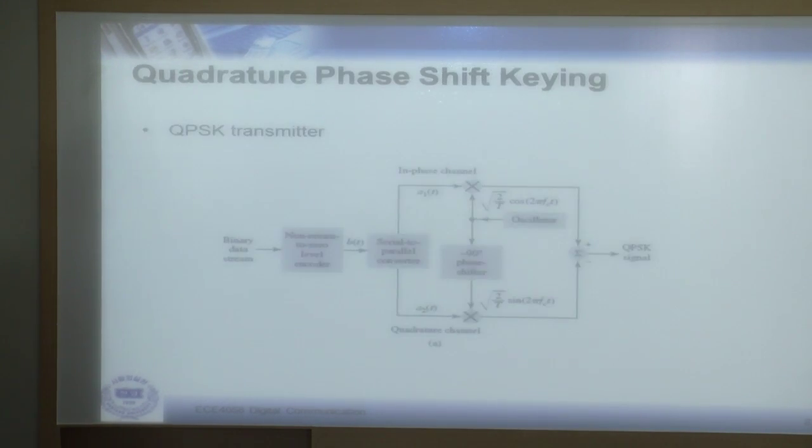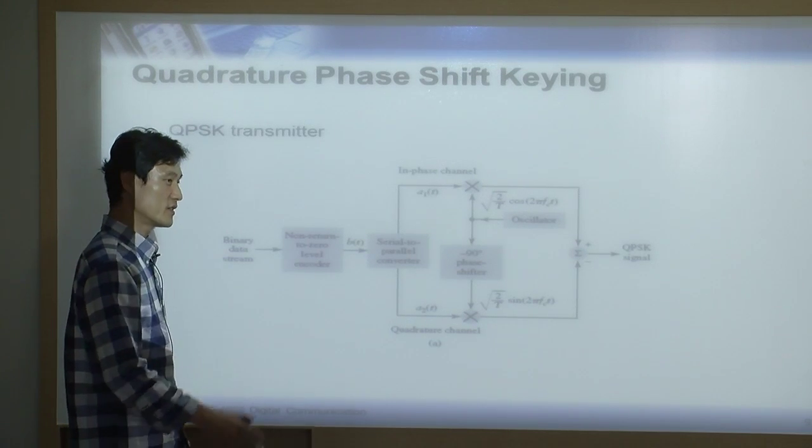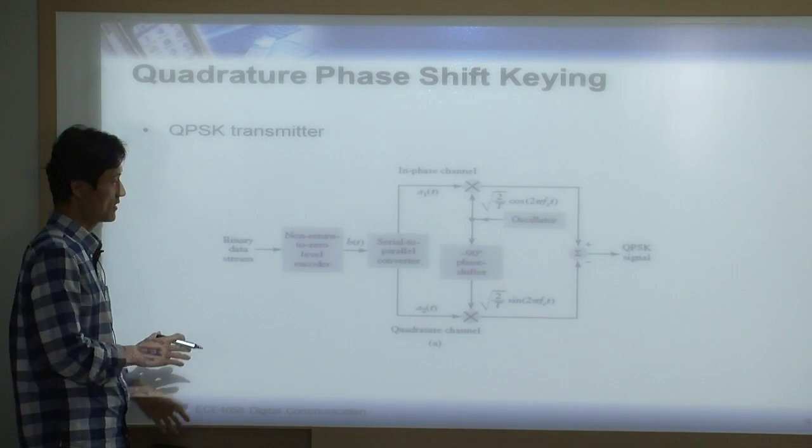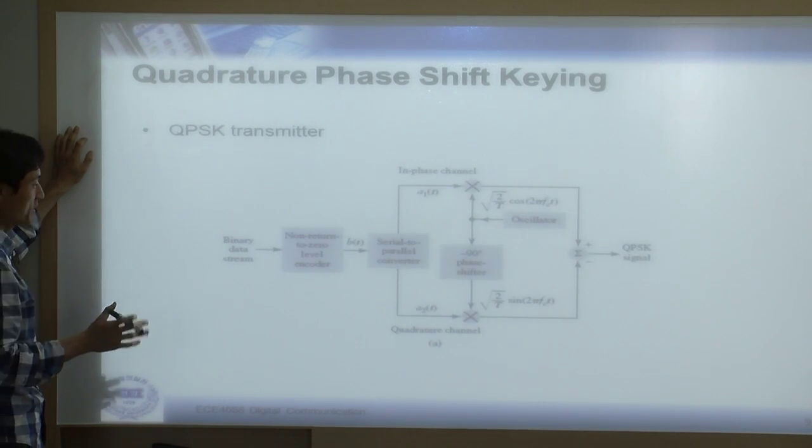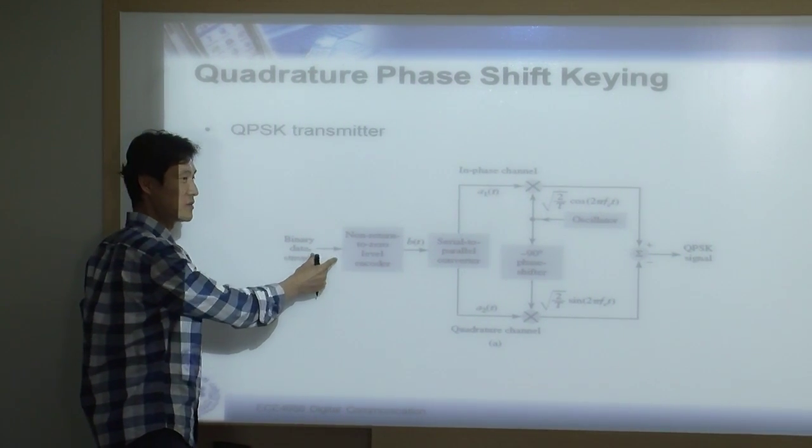So this is a BPSK. Now we're going to look at the QPSK. Well, QPSK is also the same. The only difference is that we're going to get 2 bits coming in.